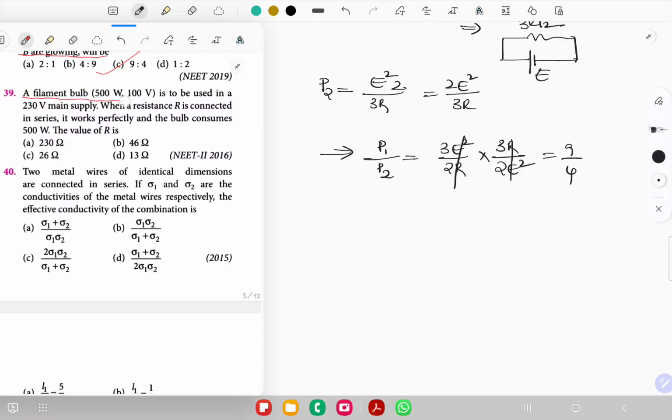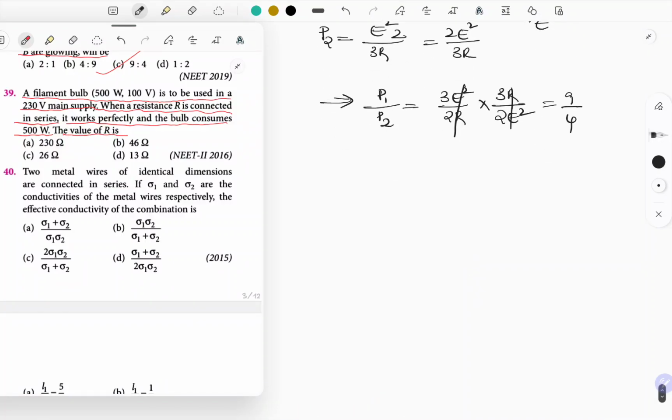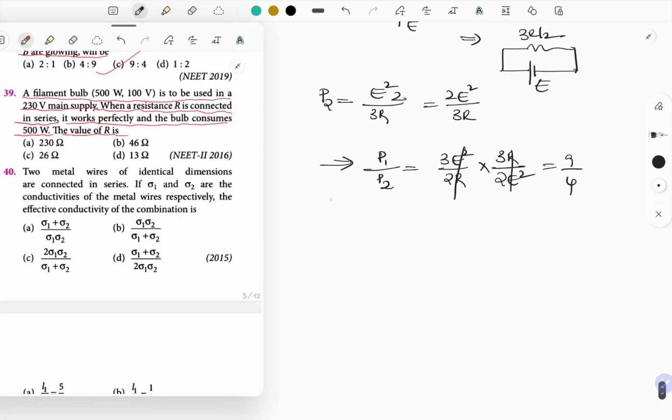A filament bulb of 500 watt and 100 volts is to be used in a 230 volts main supply. When a resistance capital R is connected in series, it works perfectly and the bulb consumes 500 watt. Then the value of resistance. Okay, super. Let me draw the diagram first.